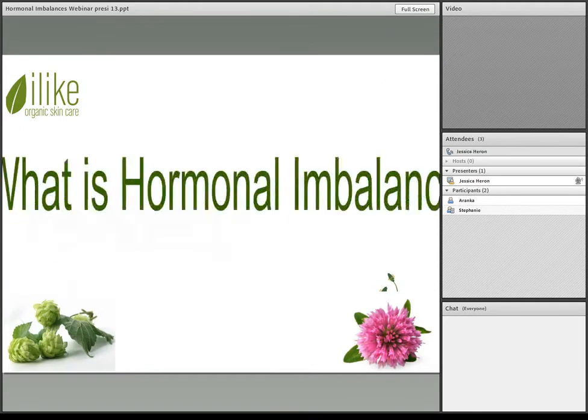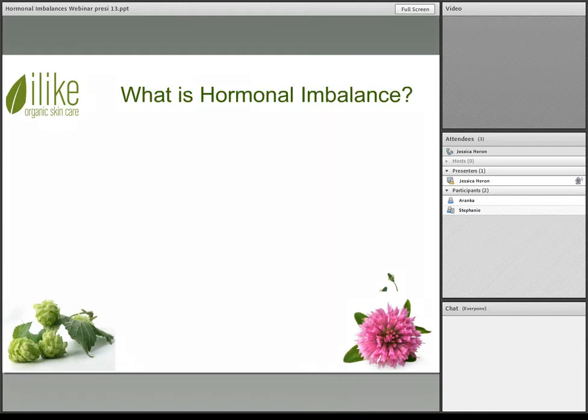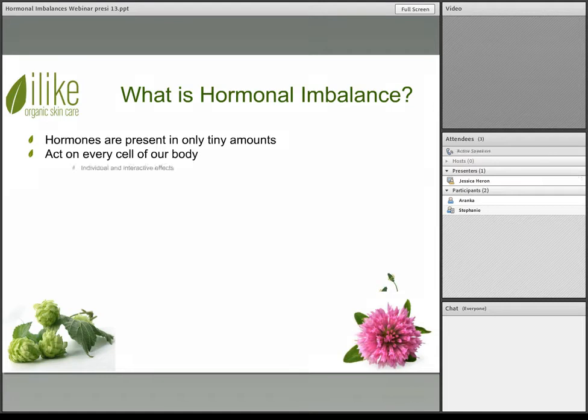All right, so let's take a look at what hormonal imbalance is. Hormones are present in only tiny amounts, and hormones have a very profound effect on our everyday health and also our well-being. They act on every cell of our body. There are individual and interactive effects. Because of these interactions, they are able to trigger multiple body systems.